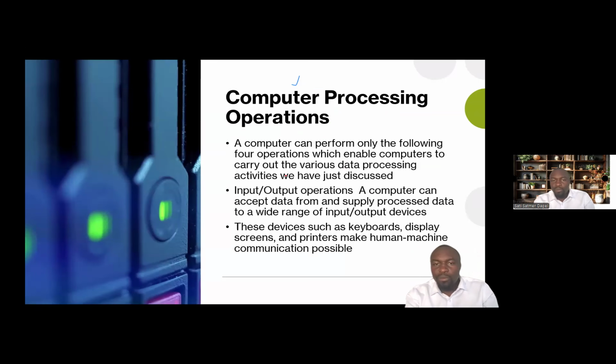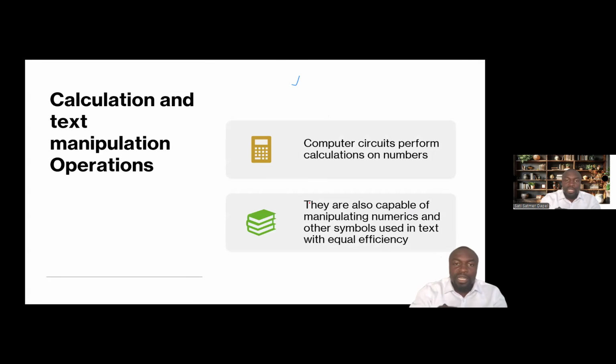Now, the computer process operations. A computer can perform only the following 4 operations, which enable computers to carry out various data processing activities. We have input and output operations. A computer can accept data from and supply processed data to a wide range of input-output devices. These devices, such as keyboards, display screens, and printers, make human communication possible. Then the computer can do calculation and text manipulation.